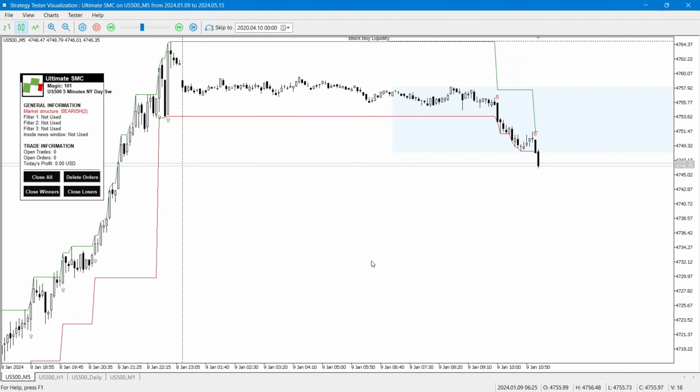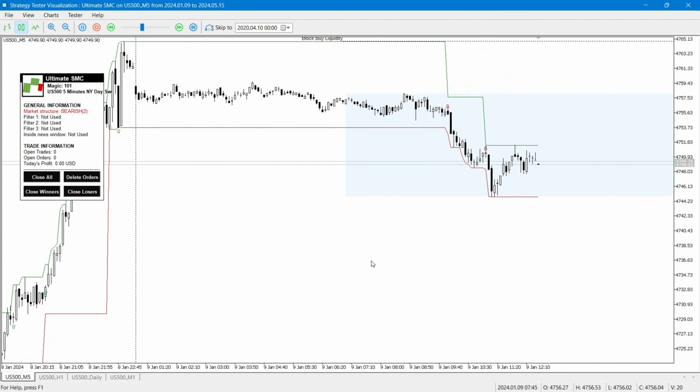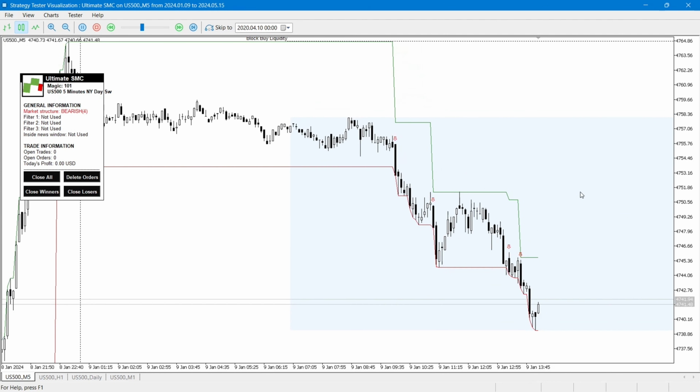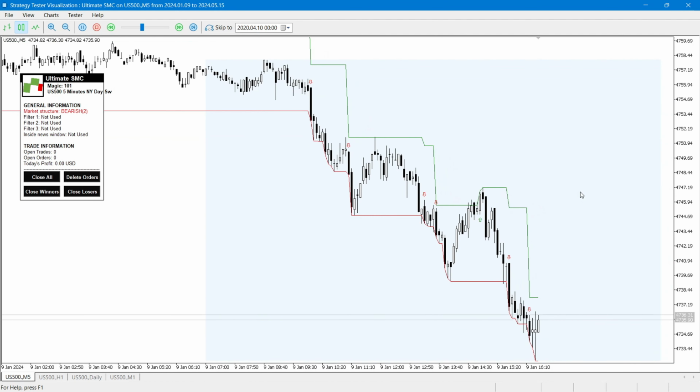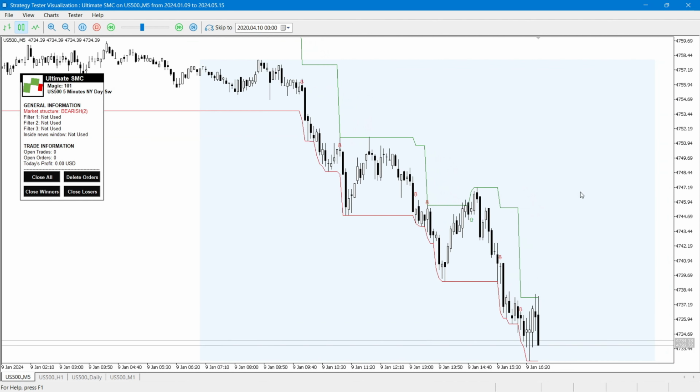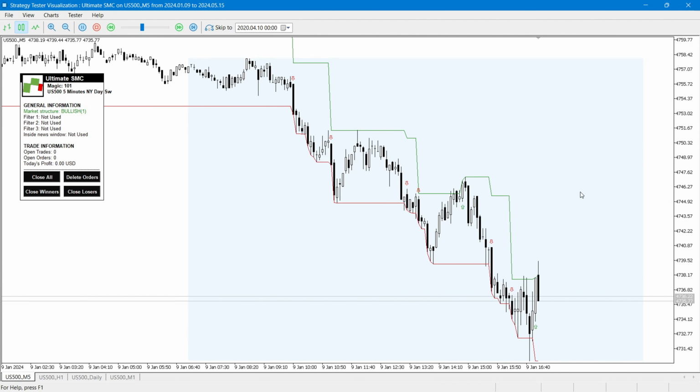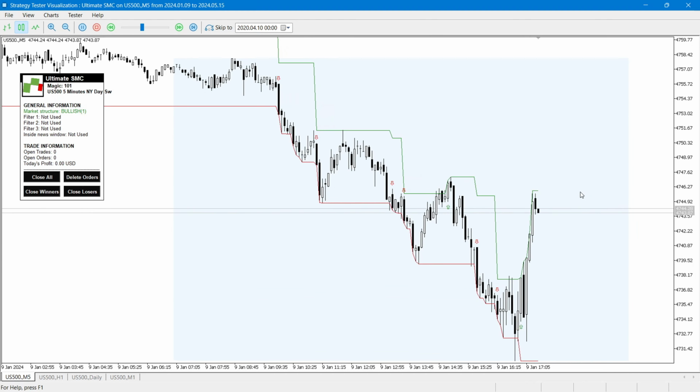And basically that's how the liquidity sweep works. So I hope it is clear in this video, and stay tuned for the next episode where we're going to talk about the higher time frame structure filters and premium and discount areas.